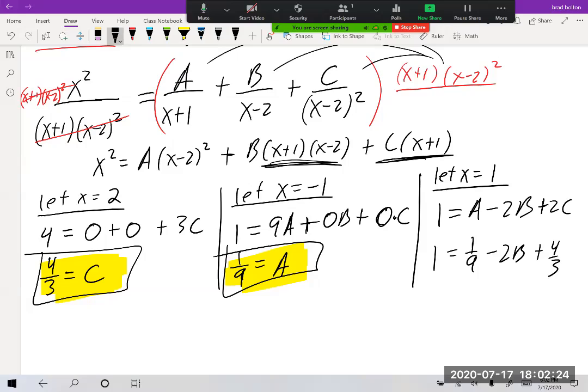is we're now gonna use our calculator, and we're gonna do 1 minus 1 divided by 9 minus 4 divided by 3. So I subtract it over. I do math frac, oops. 1 minus 1 divided by 9 minus 4 divided by 3. Math frac. So I get negative 4 over 9 is equal to negative 2b. So now I'm going to divide this, or multiply by negative 1/2.